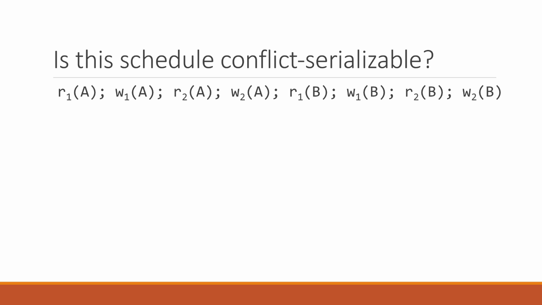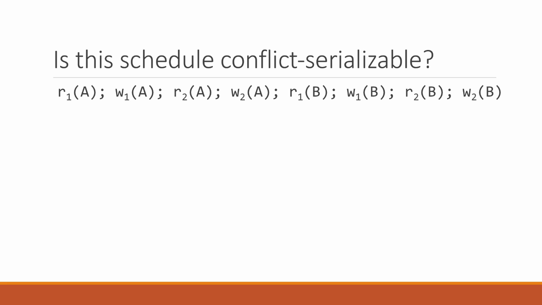Now, once again, what is a schedule? It is a series of actions done by 0 or more transactions. So here we have two transactions, transaction 1 and transaction 2. And note, they work on different elements. Some of them are on element A, some of them are on element B.